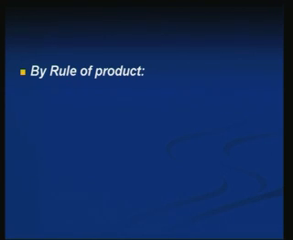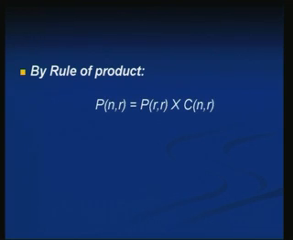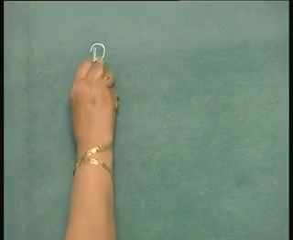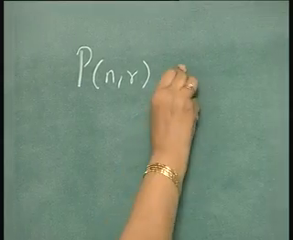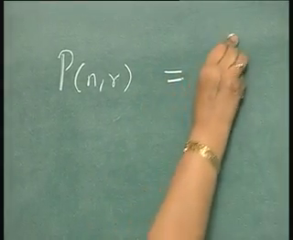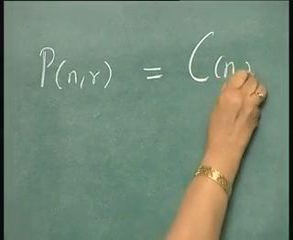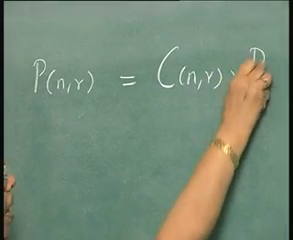Now what is the value of PNR and CNR? By the rule of product, PNR is equal to PRR into CNR. What do you mean by this? PNR is the number of R combinations of R objects out of N objects, and that is equivalent to CNR into PRR.